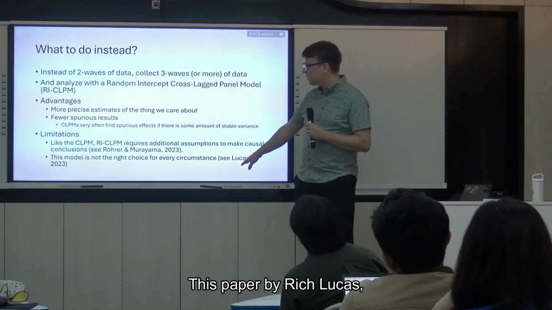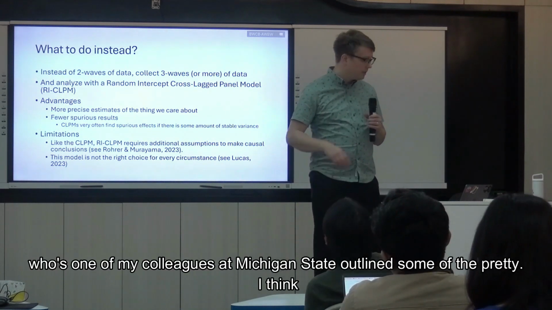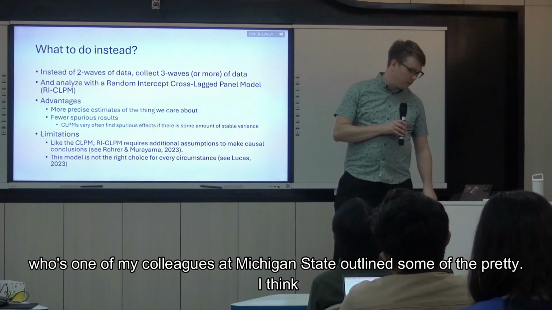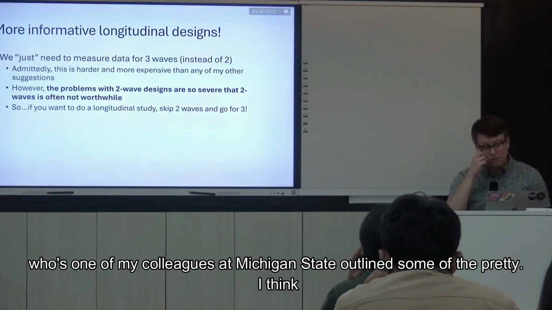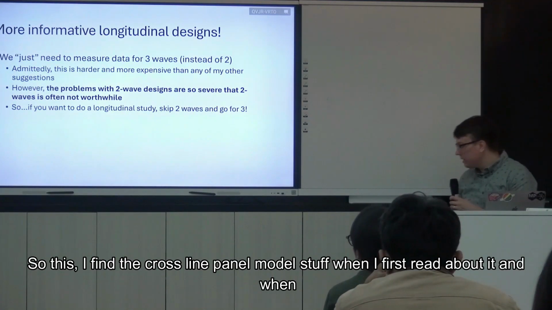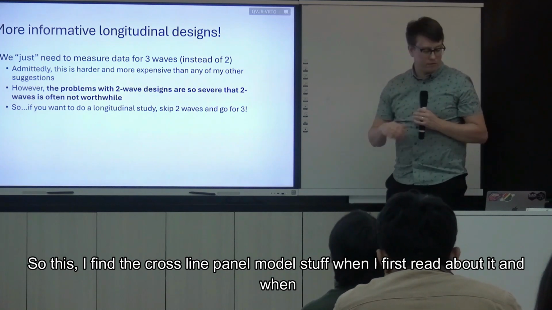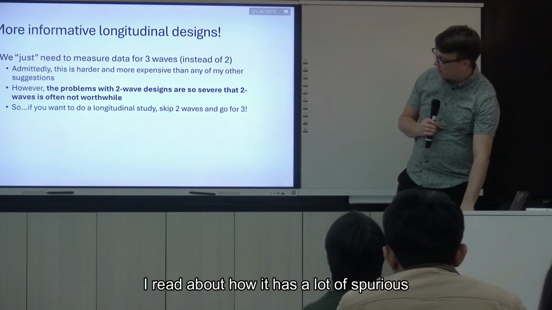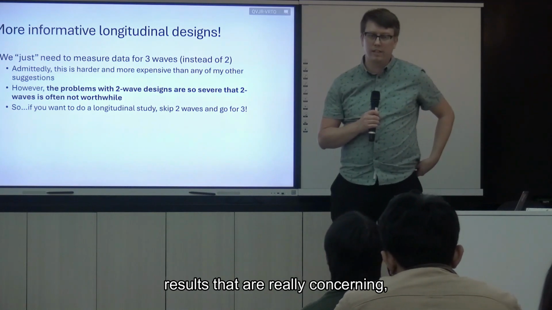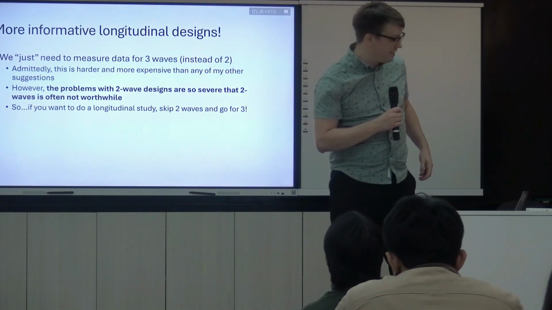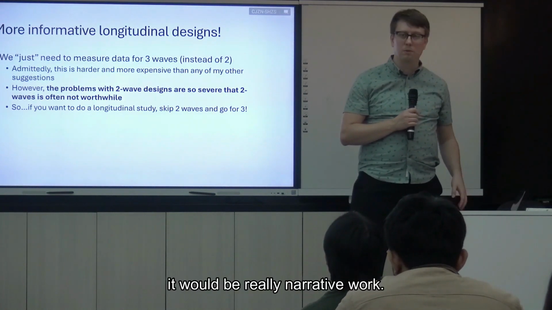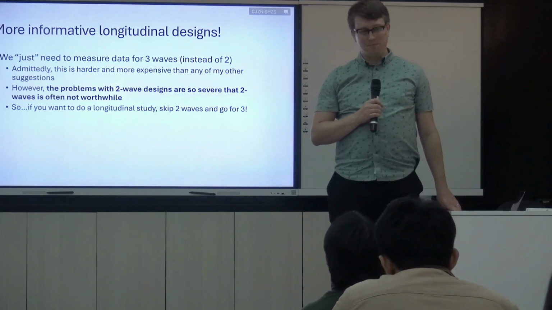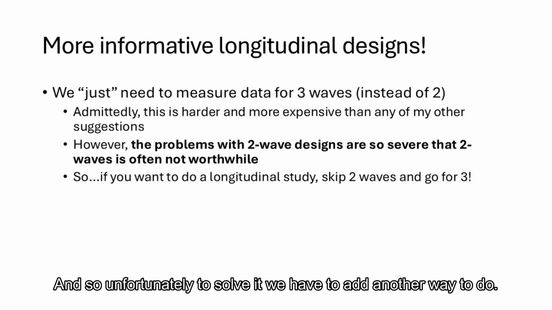This paper by Rich Lucas, who's one of my colleagues at Michigan State, outlines some of those pretty clearly, I think. When I first read about the cross-lagged panel model, and then read about how it has a lot of spurious results, I find that really concerning. It's honestly kind of frustrating because it would be really nice if it worked. And so, unfortunately, to solve it, we have to add another wave of data.